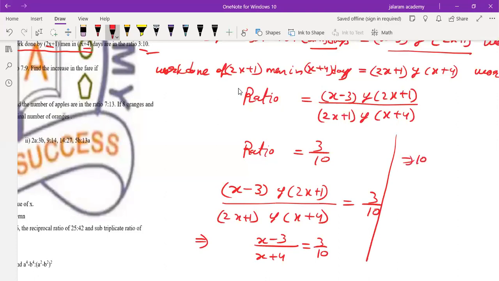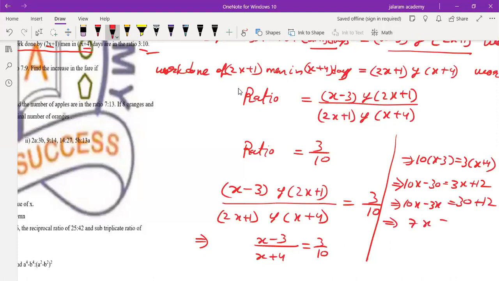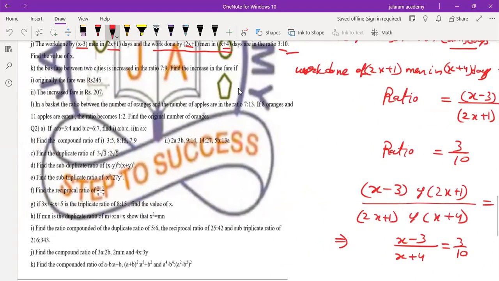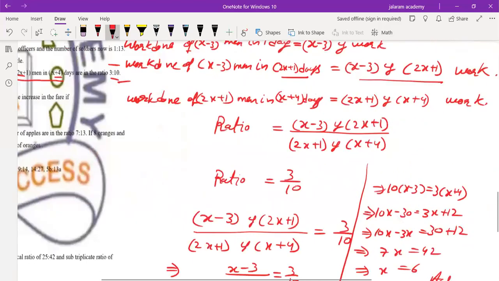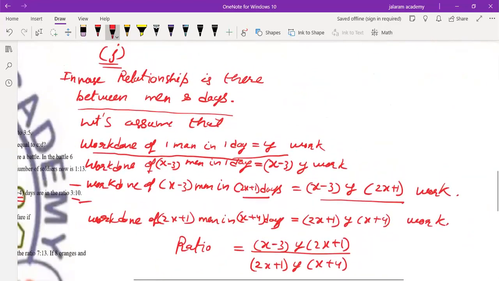And it implies 10 into x minus 3 equals 3 into x plus 4. It implies 10x minus 30 equals 3x plus 12. It implies 10x minus 3x equals 30 plus 12. It implies 7x equals 42. And it implies x equals 6, which is the answer. We have to find only the value of x in this question. So this is the answer. Value of x is 6. Hope you all have understood this method. Otherwise, write in the comment box.